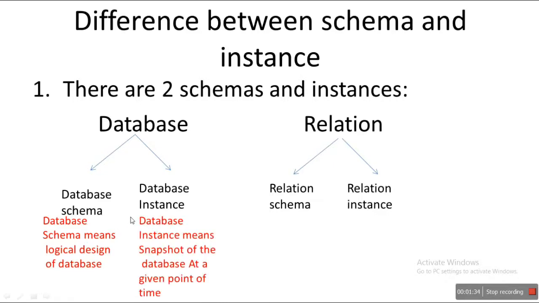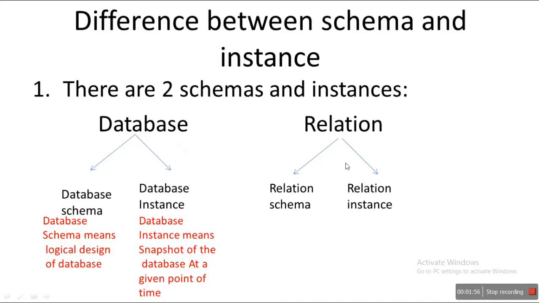Whereas database instance is basically a snapshot of all the information that is present in the database at a given moment of time, or at a given instance of time. Hence, it's called database instance. Alright. So the snapshot of the database at a given point in time is called database instance. Now this was database schema and database instance.